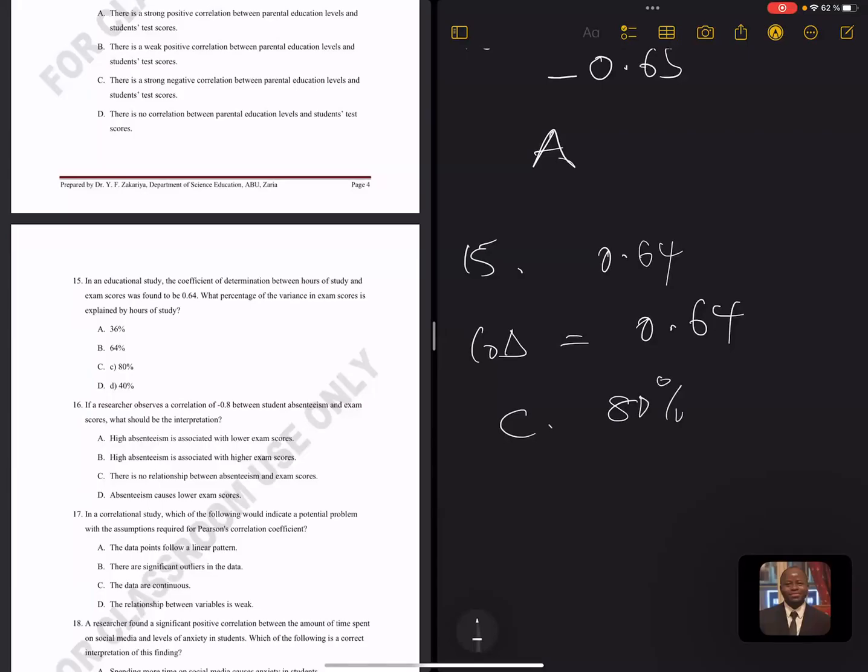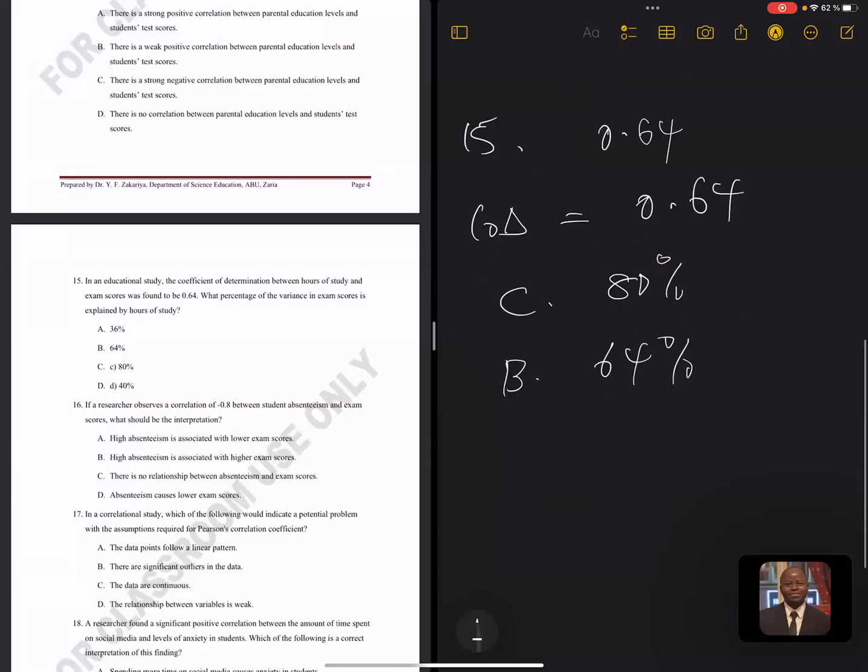Any contrary opinion? B, sir, which is 64%. Okay. Any contrary opinion? All right. So the person who said the answer is C, how did he get that 80%? Can you explain?